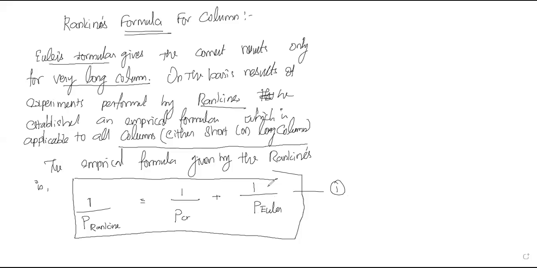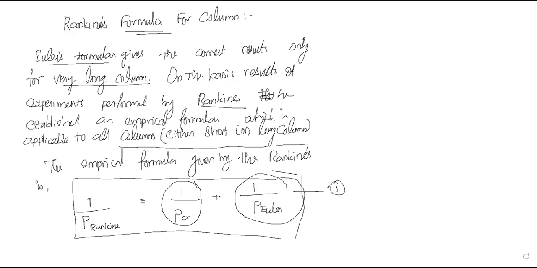Euler's formula, we all know, is most suitable for long column, okay? So that is automatically available here. PCR is nothing but the crushing load; if the short column is available, then it is going to fail by crushing, okay? So that's why this formula has both short column application as well as long column application, and that's why we are going to use Rankine's formula for both criteria.